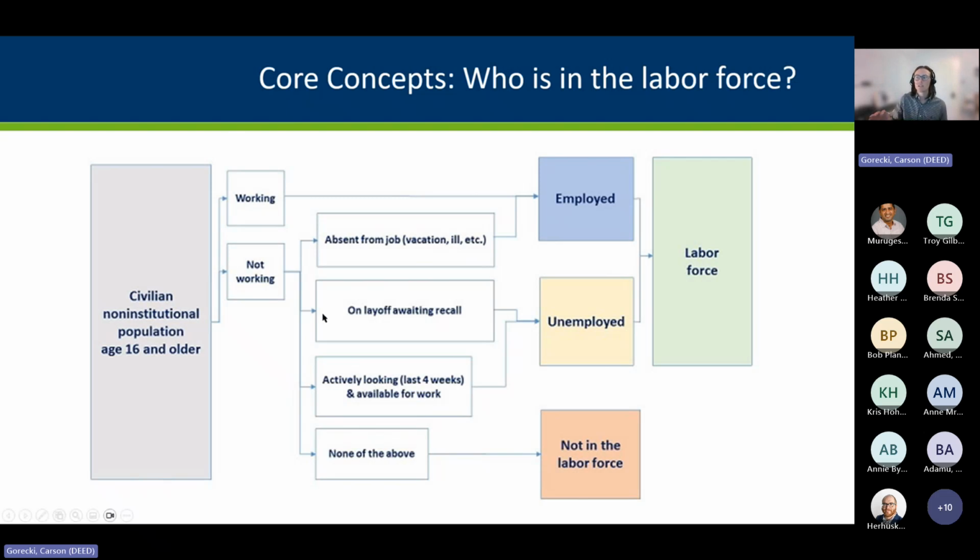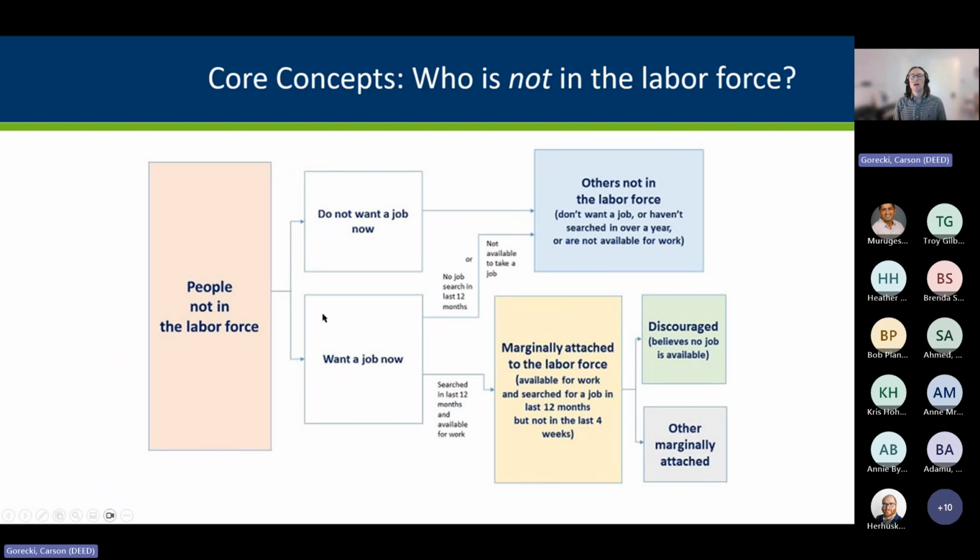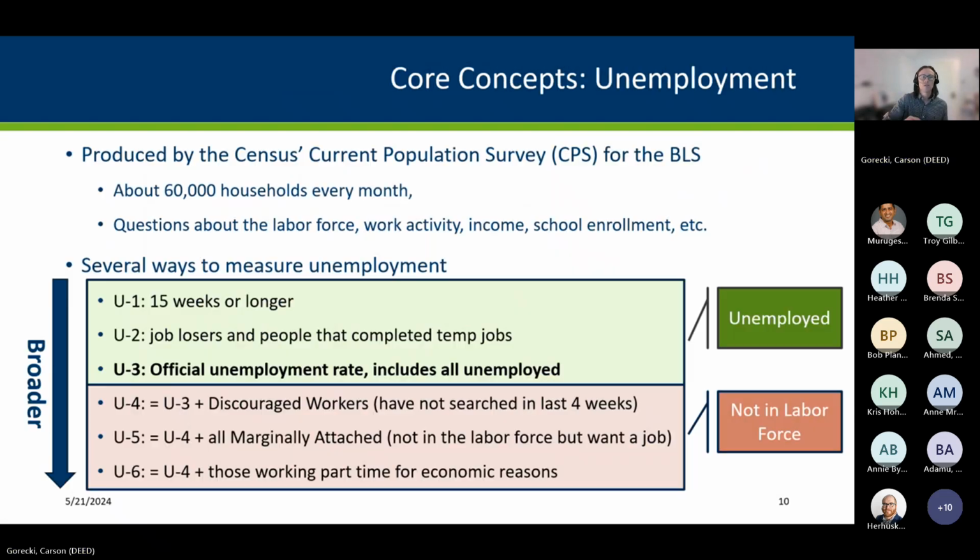And then for folks that are outside of the labor force, they either want a job or they don't. There are folks outside of the labor force that do want a job, they just haven't looked for a while. That's typically the main camp they fall into. And we refer to them as marginally attached or discouraged workers.